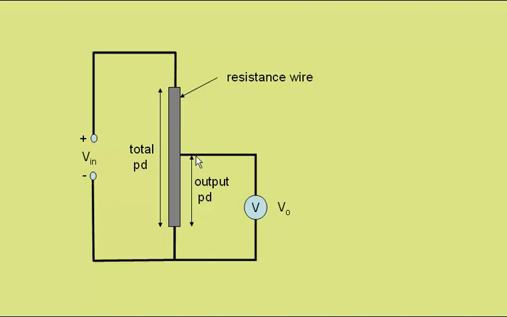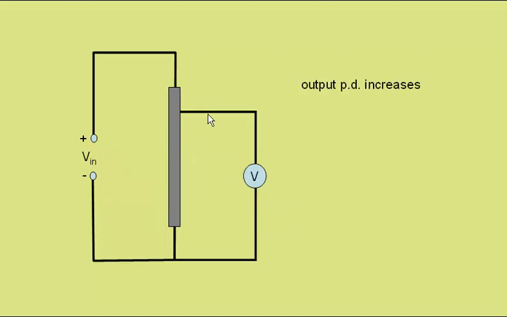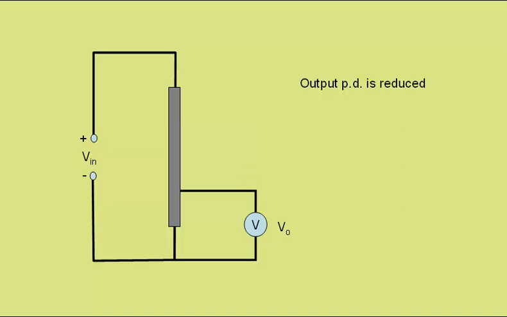In this case the output potential difference will be roughly half the total potential difference. If we read the potential difference across more of the resistance wire, the output potential difference will increase. We're taking a bigger share of the input potential difference. And here the output potential difference is reduced, as we're only measuring across about a quarter of the length of resistance wire, so we would read about 25% of the supply potential difference.